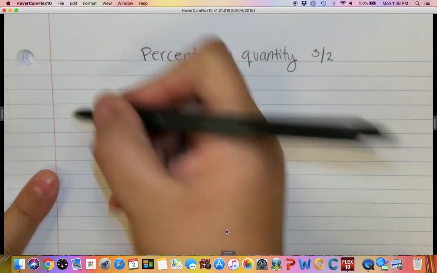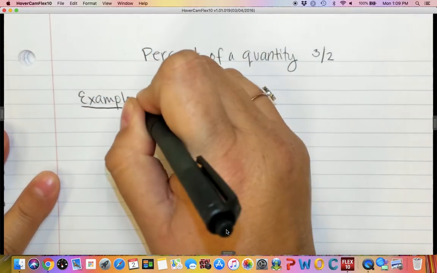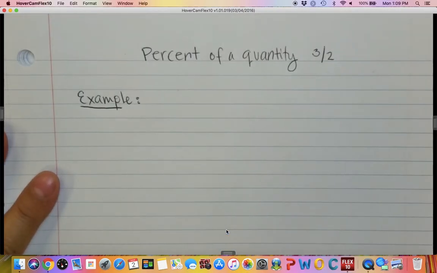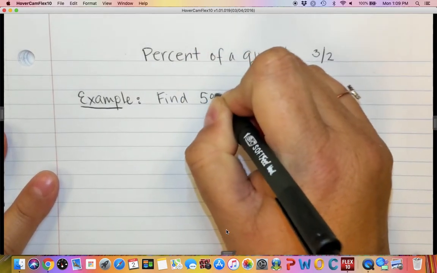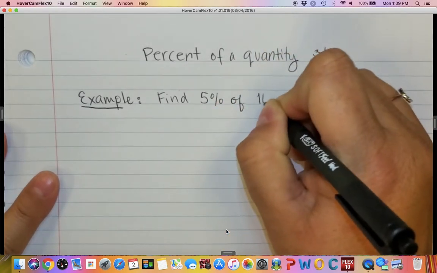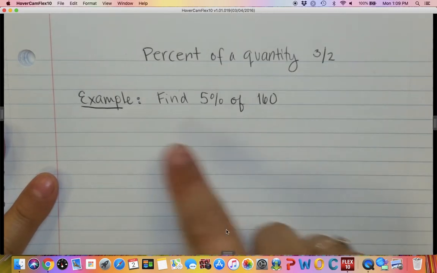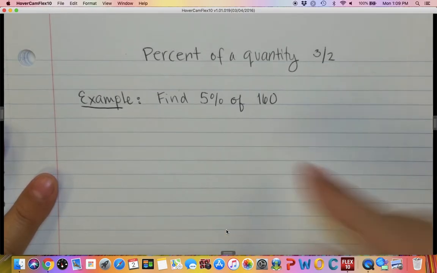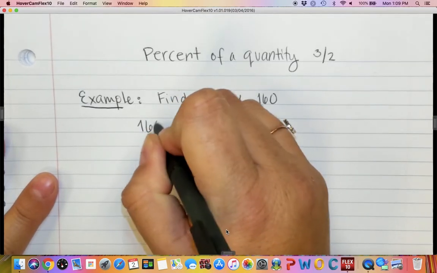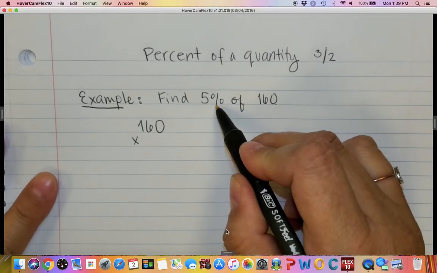So if, for example, and I don't have any vocabulary here today because we've talked about some of the vocabulary already in our last notes. If I'm just finding a simple percentage, like find 5% of 160, I can solve this with a model, or I can solve it by multiplying. So the first thing I'm going to do is show you by multiplying. I'm going to take the whole number, which is 160. I'm going to multiply it by 5%.